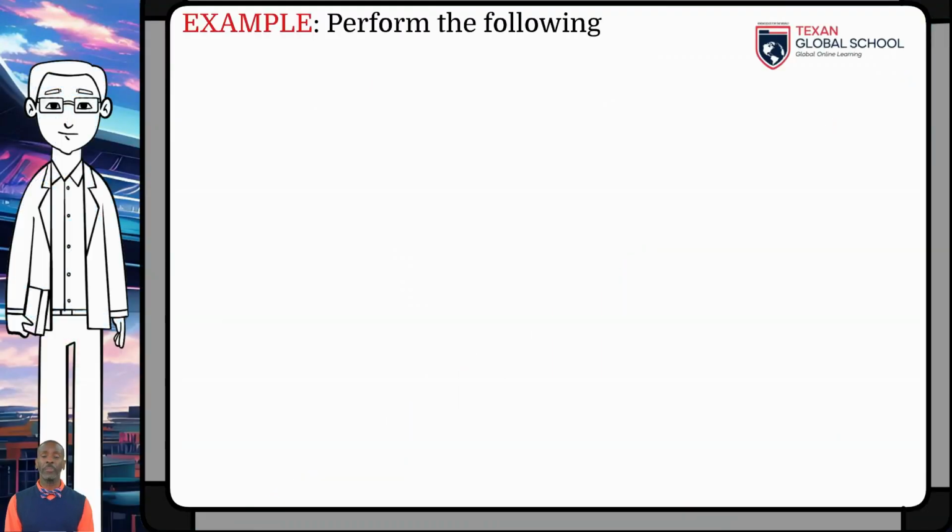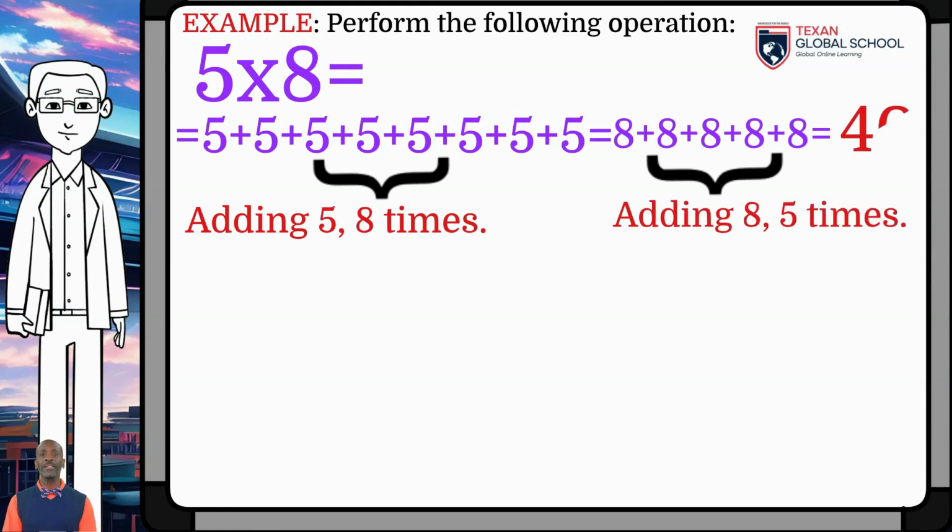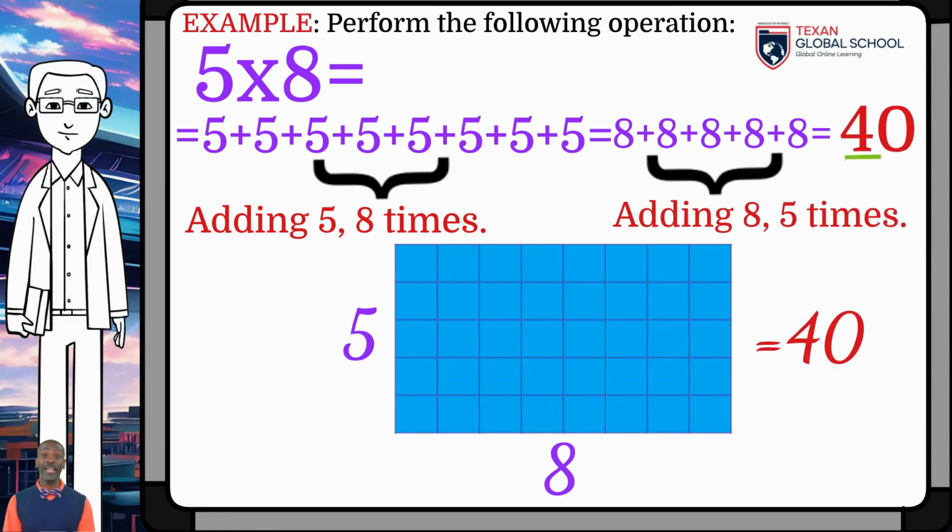Now, reviewing the multiplication of 5 by 8. We add 5 8 times, or we add 8 5 times. Therefore, 5 times 8 is 40. The model represents 5 rows by 8 columns, so we have 40 ones. Hence, we conclude that 5 times 8 is 40.